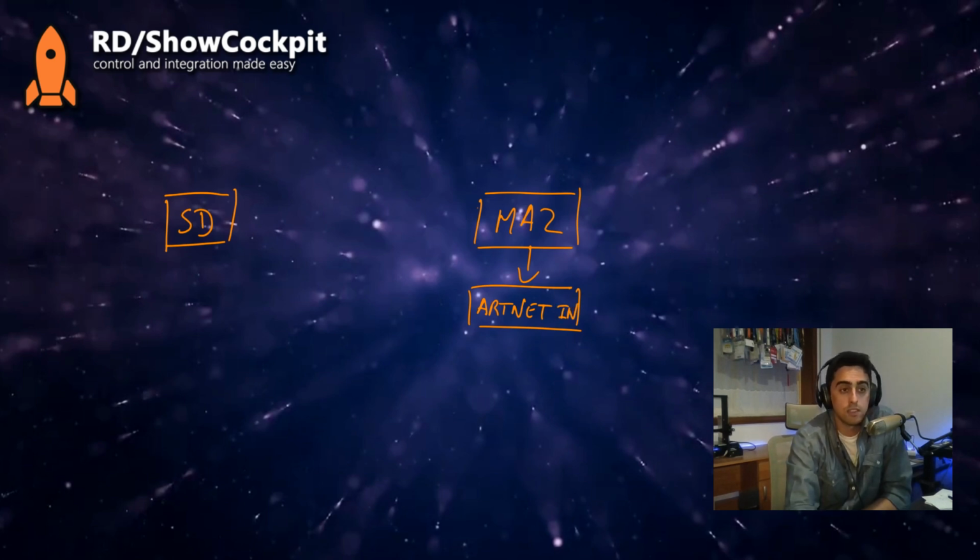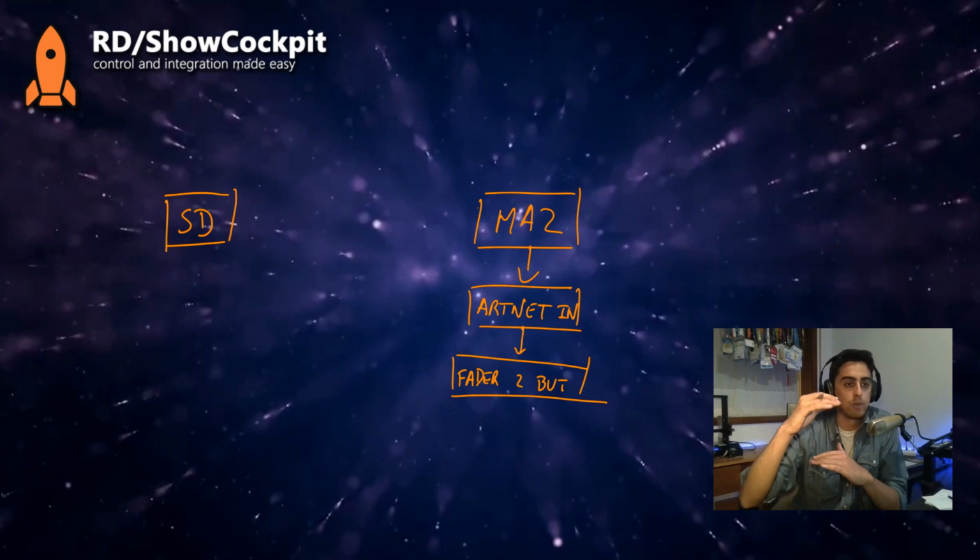If you look at the documentation of the ArtNet in, it will give you whatever channels you want, but it will give you them as faders and not buttons. So we will need here the fader to button element. So we can define a threshold in the whole range of the fader and translate that to a button. Whenever the fader goes above that threshold, it will be pressed, and when it goes down, it will be unpressed.